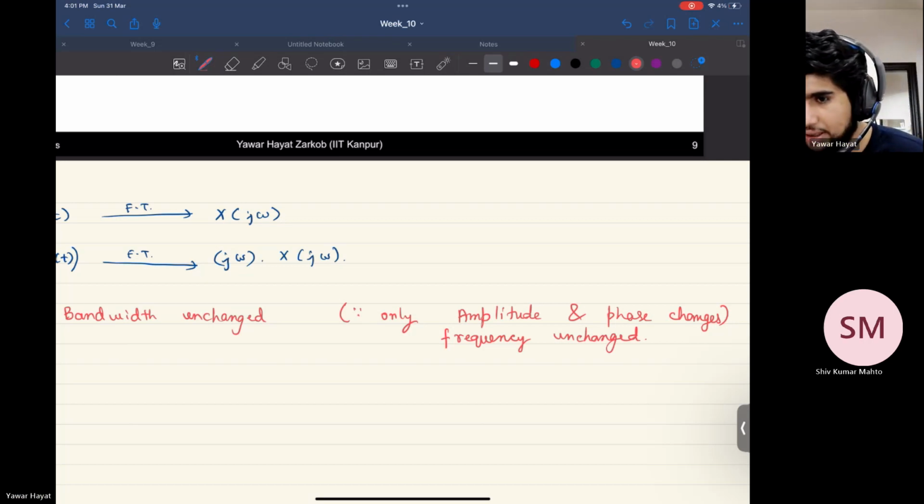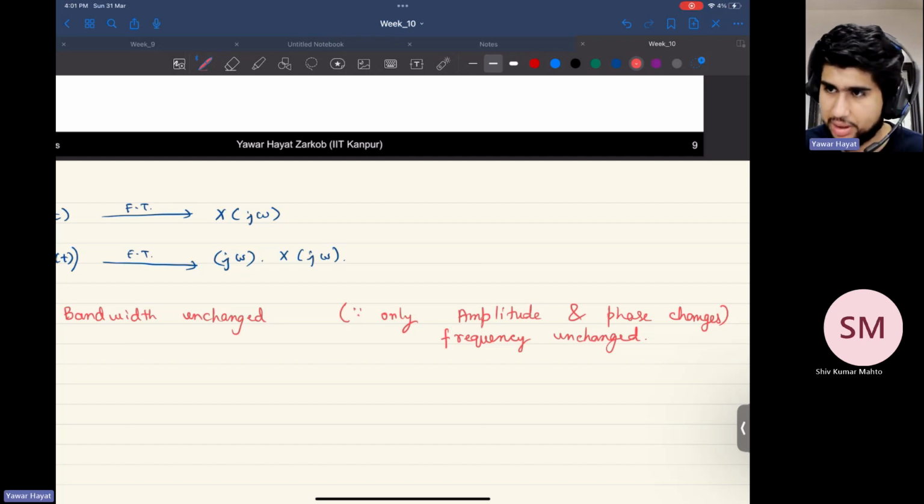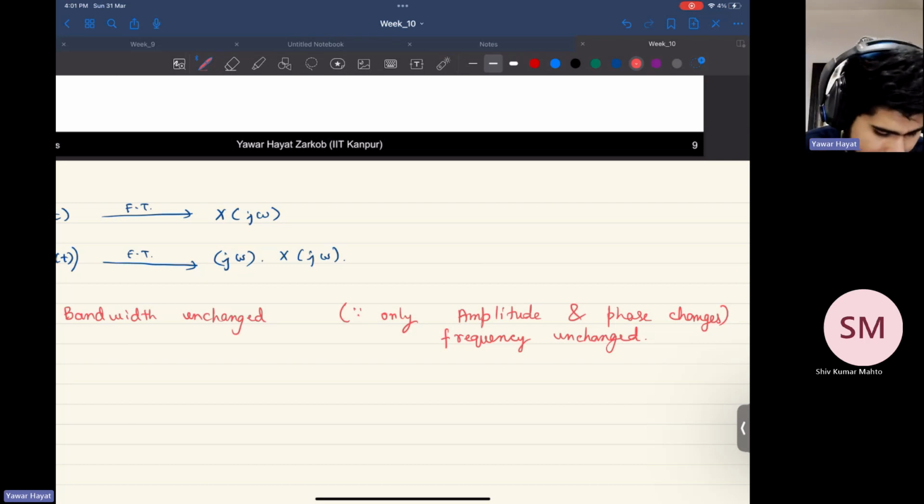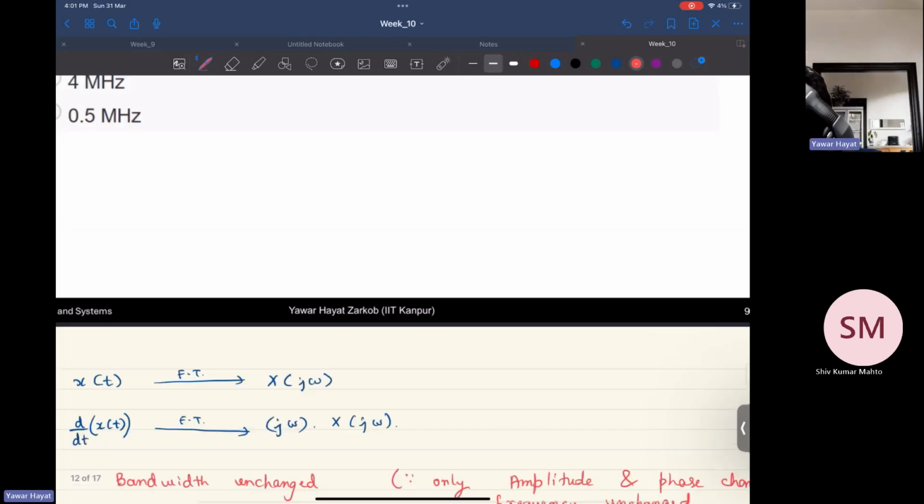We are not creating or removing any frequencies that were present. The only thing that we are doing is just changing the relative levels of those frequency components. So yeah, option A was correct.